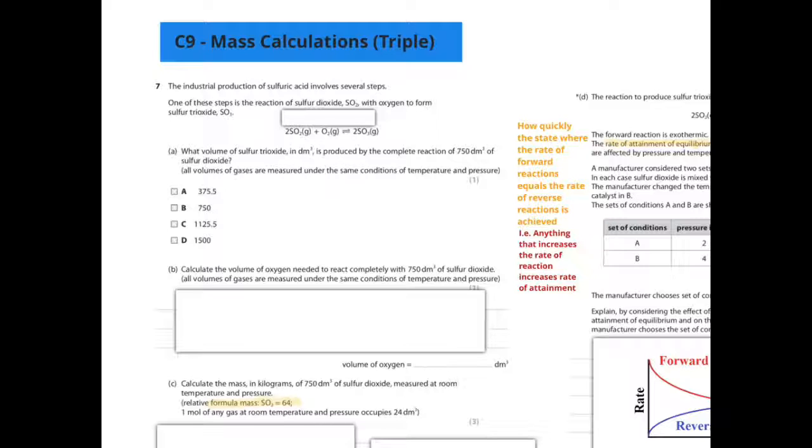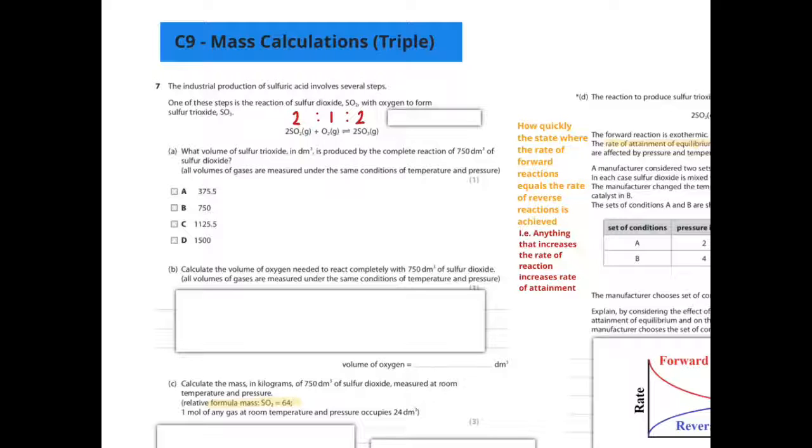Right, what may seem like a difficult question is actually very, very easy. All you have to do is pay attention to these numbers here, or the absence of these numbers. So 2, 1, 2. So that's the ratio. So 2 parts of sulfur dioxide react with 1 part oxygen in this equation, and you get 2 parts sulfur trioxide.